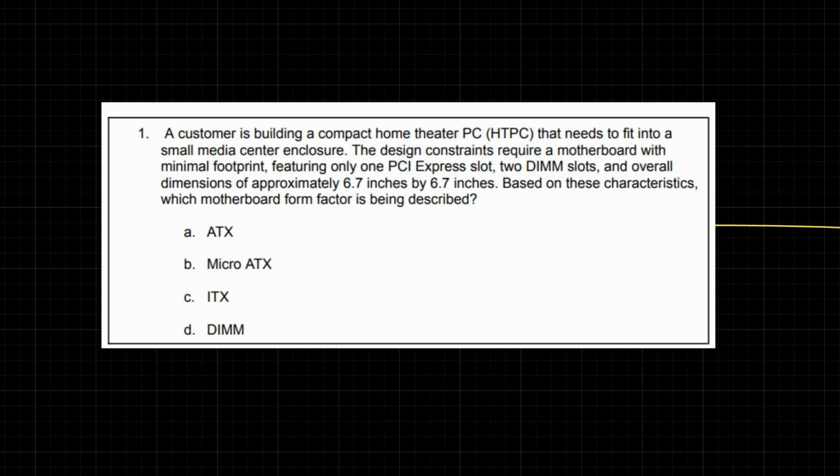The first question reads, a customer is building a compact home theater PC that needs to fit into a small media center enclosure. The design constraints require a motherboard with minimal footprint, featuring only one PCI Express slot, 2 DIMM slots, and overall dimensions of approximately 6.7 inches by 6.7 inches. Based on these characteristics, which motherboard form factor is being described? A. ATX, B. MicroATX, C. ITX, D. DIMM. Take a few seconds to think about it, and then we're going to get straight to your answer. Let's go ahead and get to it.